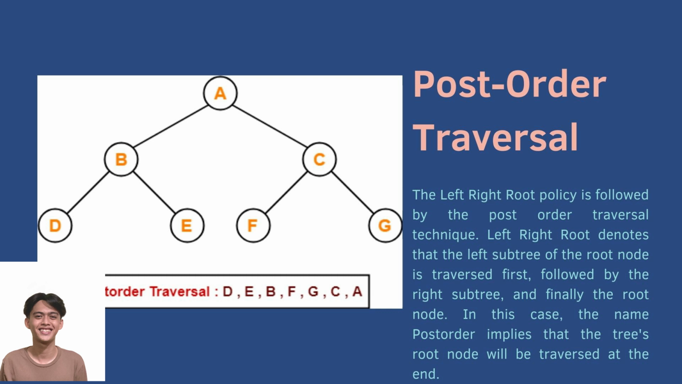So after we go through the left-right root policy, if there's nothing else under that node, we're going to ascend to its parent. And after we ascend to that parent, if there's nothing else on the left and right of that node, we're going to ascend to its root. So that is how you get the post-order traversal of this diagram. So the post-order traversal of this diagram is D, E, B, F, G, C, and A.